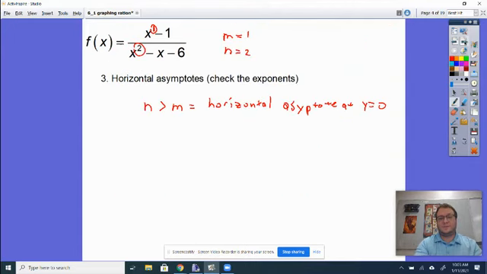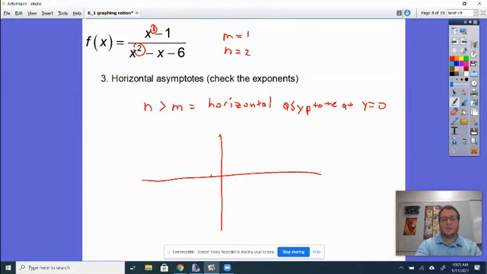Okay, so my graph's starting to come together a little bit. Let's think about this. Okay, so if we weren't already knowing what this looks like, I've got an asymptote at -2. I've got a vertical asymptote at 3.